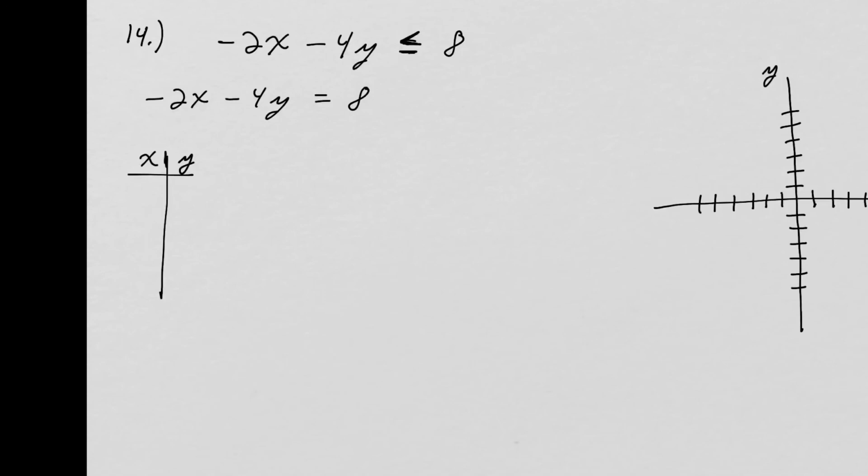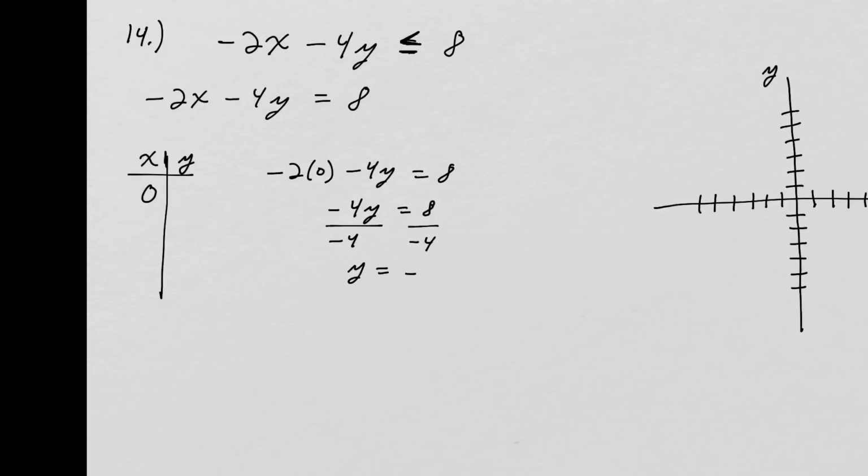So if I choose x is 0 and I plug that in, negative 2 times 0 is 0, so I just have negative 4y is equal to 8. If I divide by negative 4, y is equal to 8 divided by negative 4, which is negative 2. So y is negative 2. Basically that's the y-intercept. By the way, another quick way of doing this is if x is 0, then this first term is gone. And then you can ask yourself, negative 4 times what will give me a positive 8? Well, negative 4 times negative 2 will give me a positive 8.